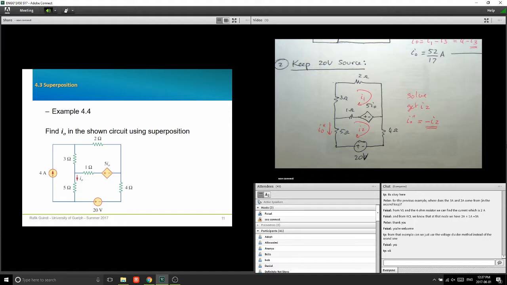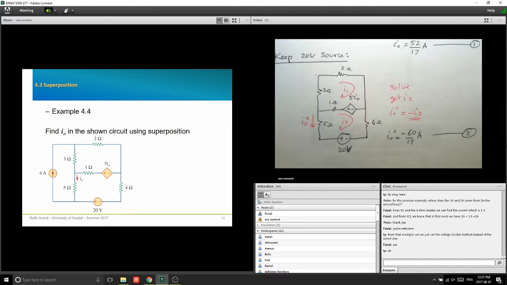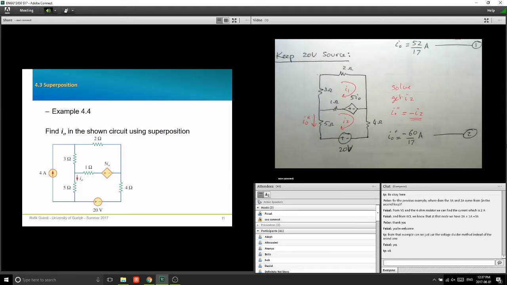Okay? I don't know if I2 is positive or negative. Could be anything, and then you get your I naught double dash from there. So again, as I'm looking at the solution in the textbook, I naught double dash is minus 60 over 17. Okay? So that's the second phase of the solution.